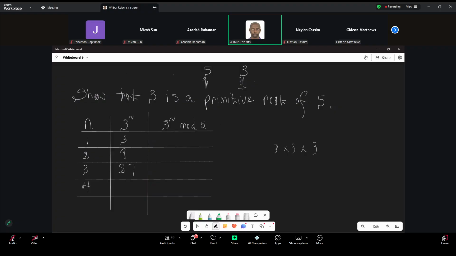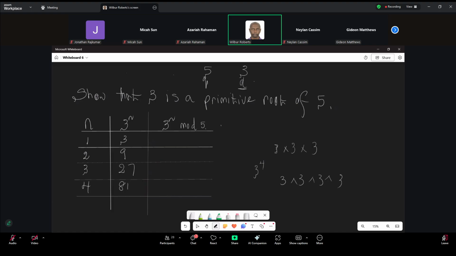And when n is equal to 4, 3 to the power of n will be 3 to the power of 4, which will be 3 multiplied by itself 4 times. And we will get 81. Right. So now we go to this column, 3 to the n mod 5.